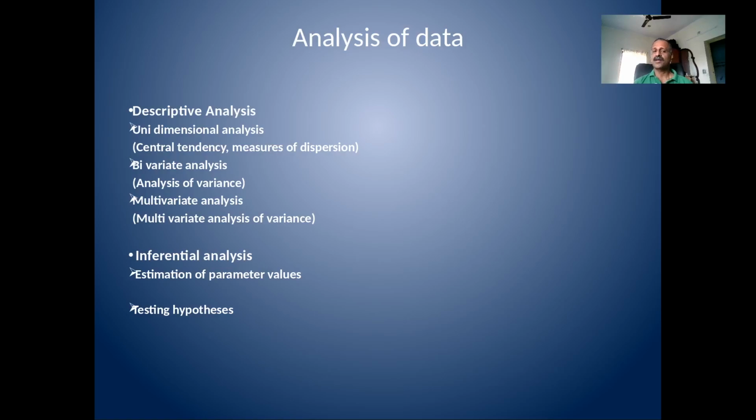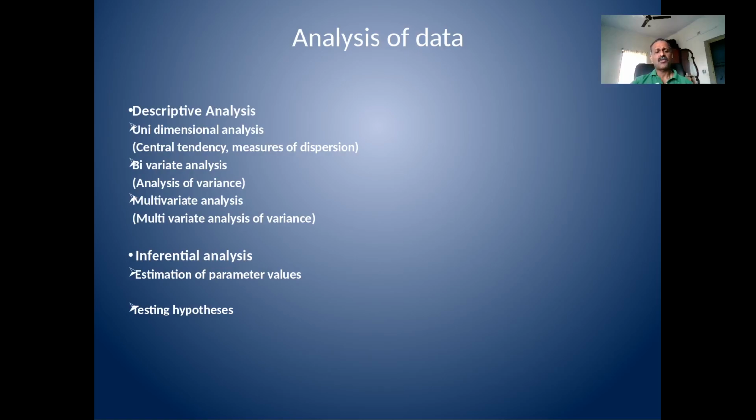These are the unidimensional analysis. And bivariate analysis means analysis of variance, because ANOVA. So this is bivariate analysis. For example, there are more than two values. Which value is a significant value? We find out using analysis of variance.